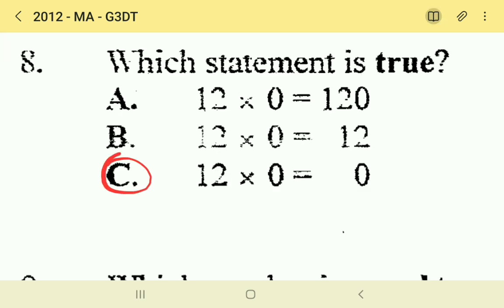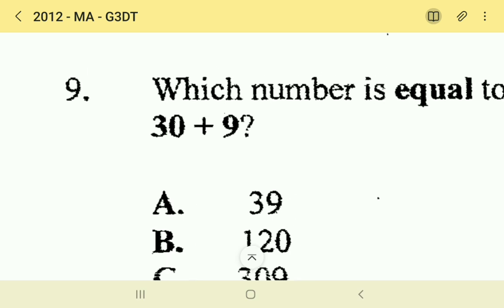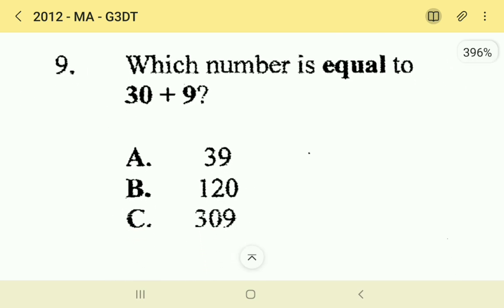Alright, good job. Tell me how many you got so far out of the 8. Now at number 9. Which number is equal to 30 plus 9? That's a giveaway. The answer is already there even as I ask the question.